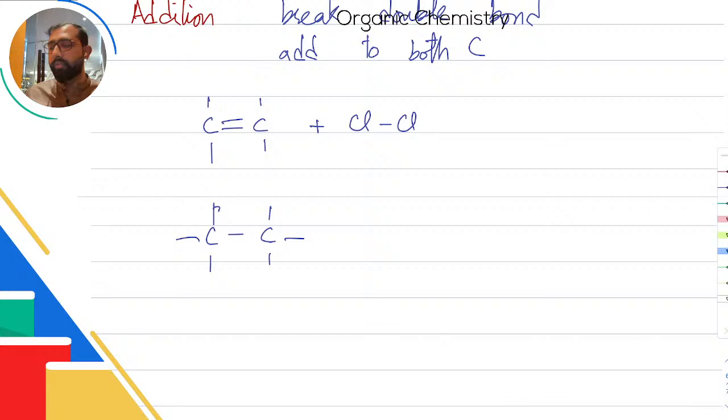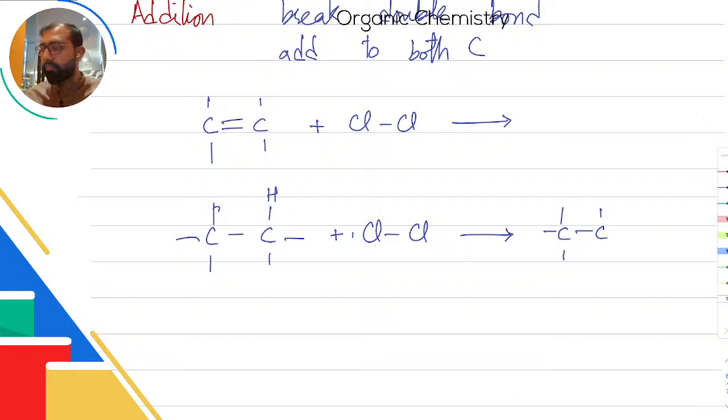Both of them can react with chlorine. But in one of them, I can only do substitution. In the other, I can do substitution as well as addition. Let's try to do substitution first. Let's say I take this hydrogen and replace it with chlorine. I get this thing, but this hydrogen is just substituted and I get HCl.